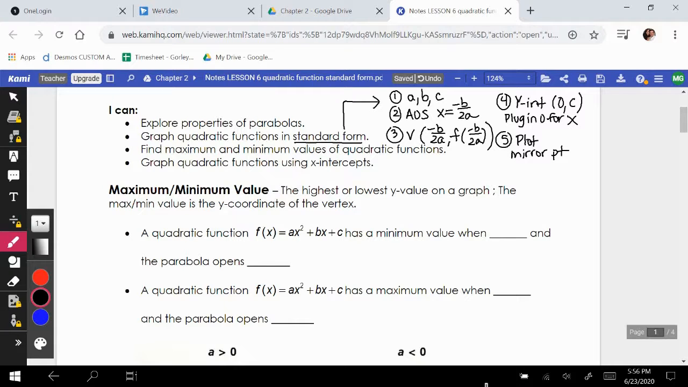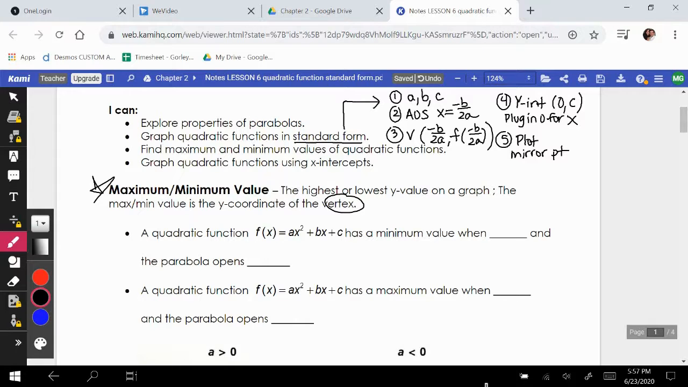Today we're also going to talk about max and min values. So what is a maximum or minimum value? That is either the highest or lowest y value on the graph. The max or min value is the y value of the vertex. Remember, the vertex is the highest or lowest point on the graph. So it makes sense that we would look at the highest or lowest point on the graph in order to get the highest or lowest y value.